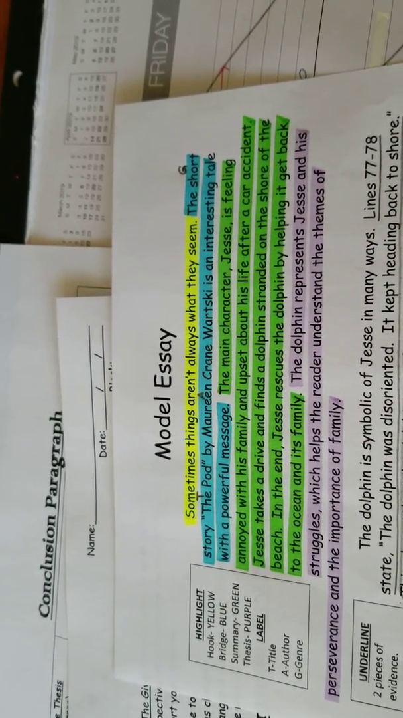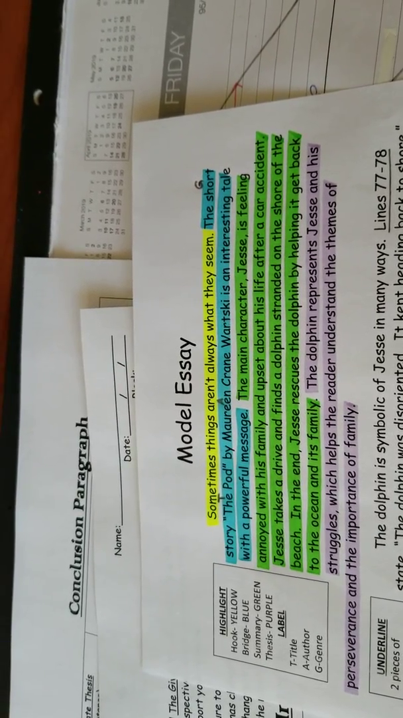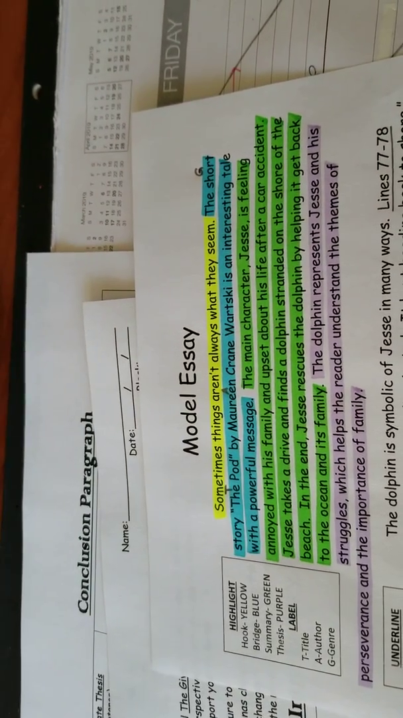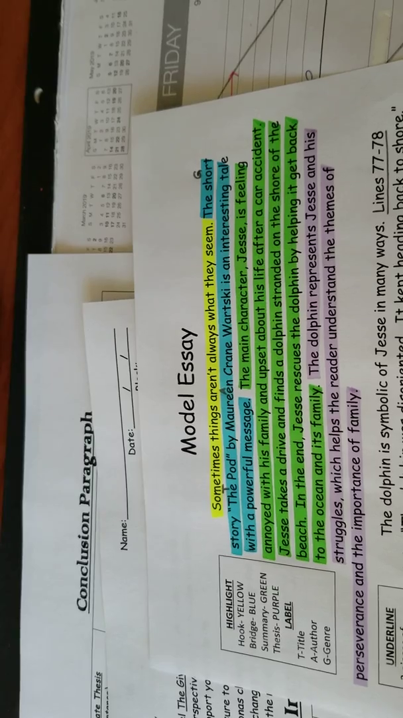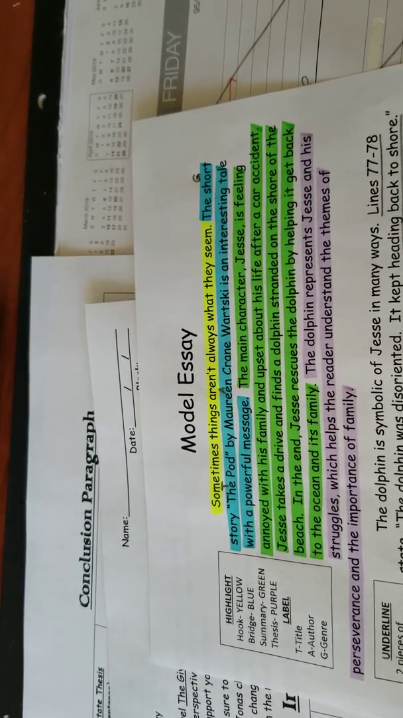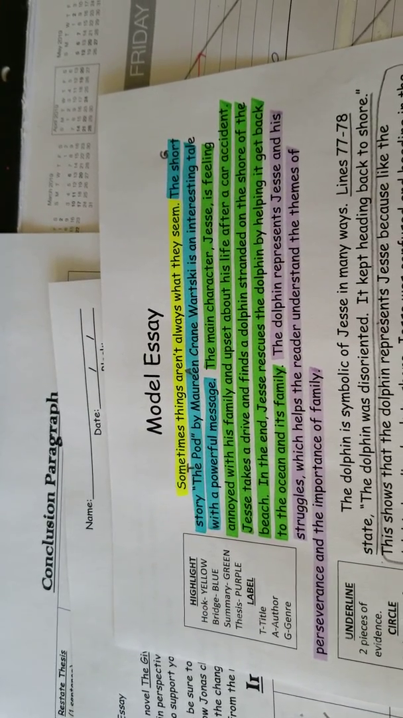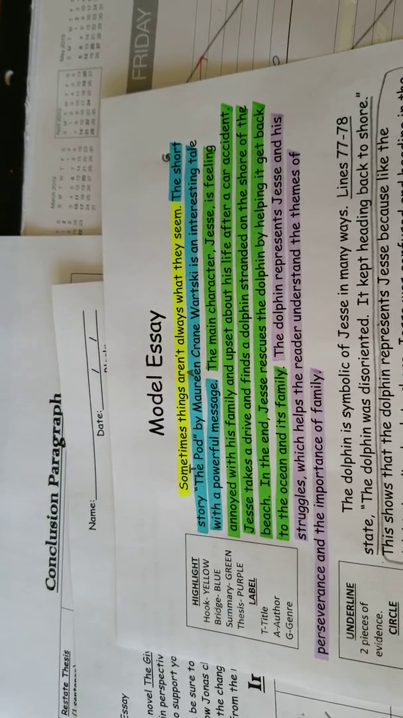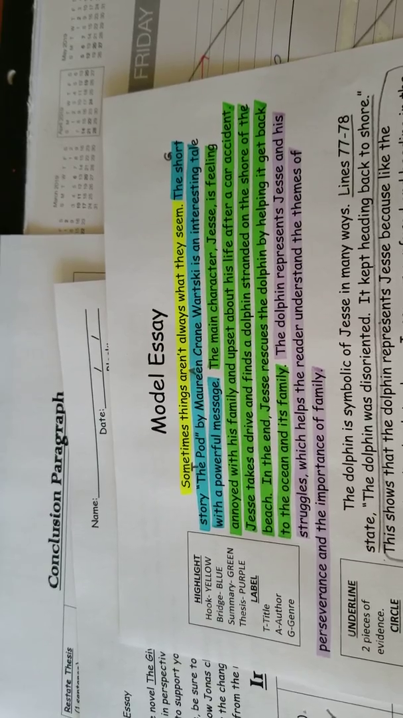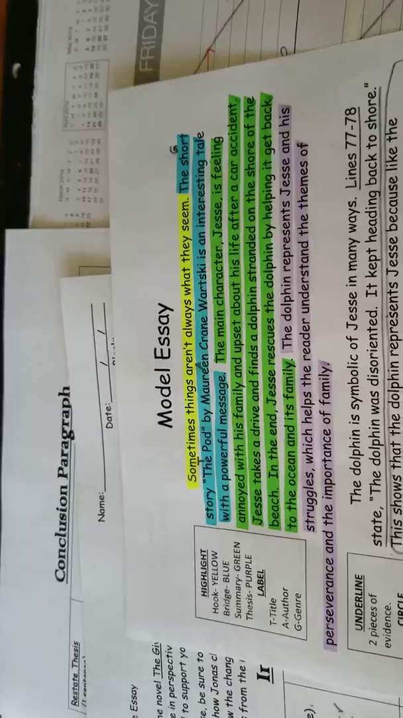The main character, Jesse, is feeling annoyed with his family and upset about his life after a car accident. Jesse takes a drive and finds a dolphin stranded at the shore of the beach. In the end, Jesse rescues the dolphin by helping it get back to the ocean and its family. Really quick, not anything major. And then my thesis. What am I going to prove? The dolphin represents Jesse and his struggles, which helps the reader understand the themes of perseverance and the importance of family. Okay, so I've got all 4 pieces. You can see them kind of color-coded.